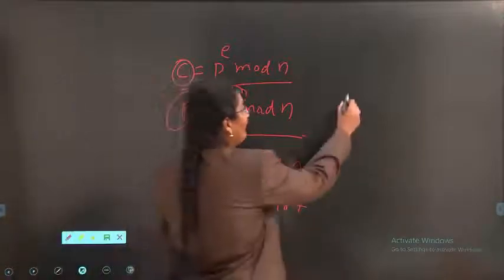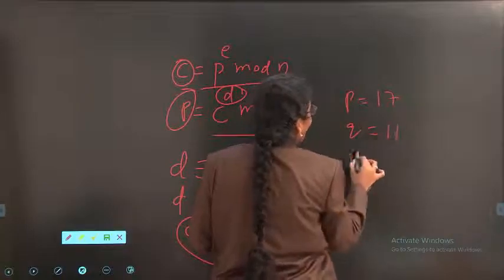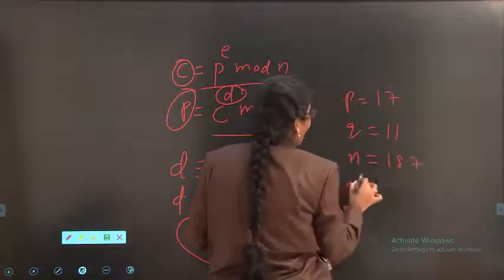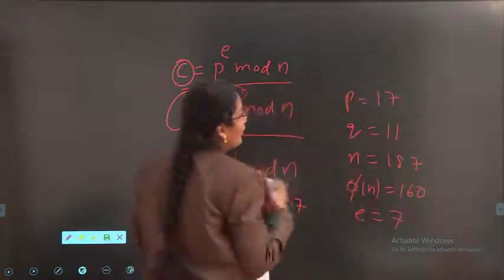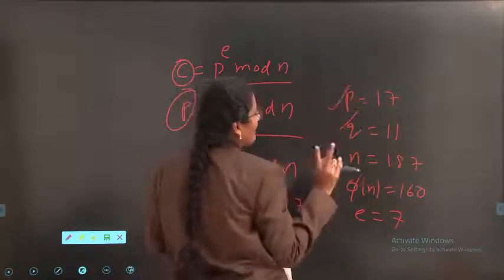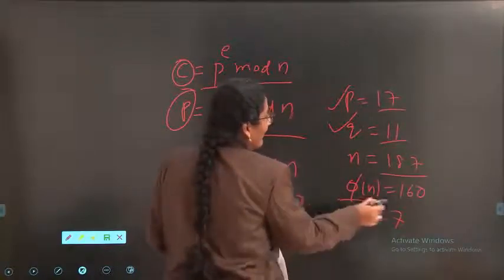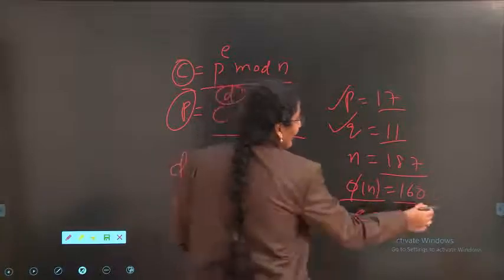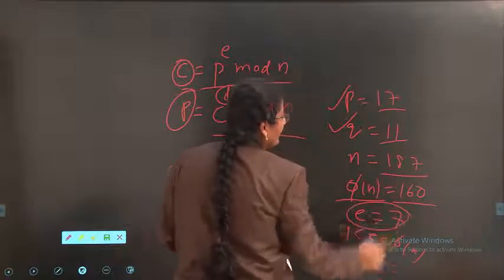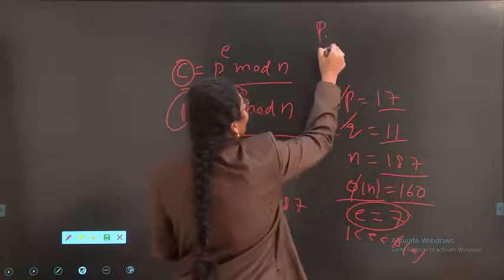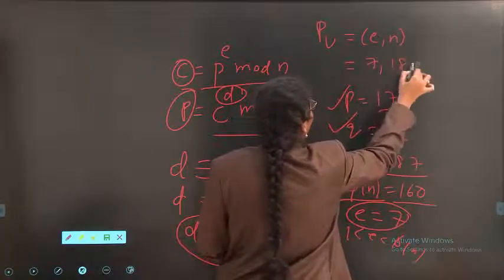So now what do we have? p equal to 17, q equal to 11, n equal to 187, phi of n equal to 160, e equal to 7. All these we only assumed. p and q are two large prime numbers, 17 and 11. n equal to p into q, 187. Phi of n equal to p minus 1 into q minus 1, 160. e satisfies 1 less than e less than phi of n, so e equal to 7. The public key is PU, nothing but e comma n, nothing but 7 comma 187.